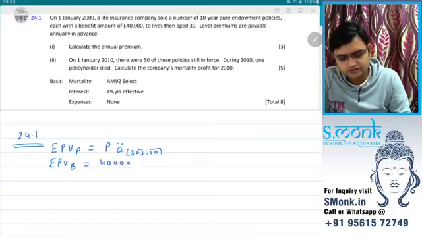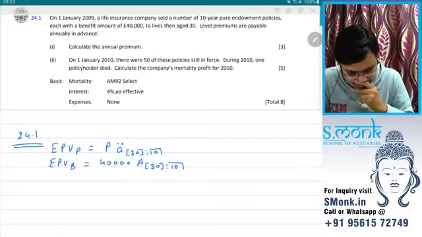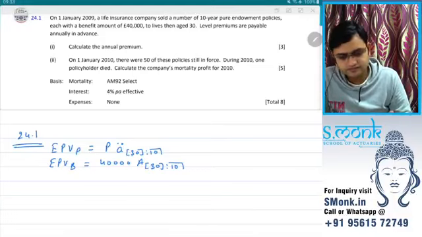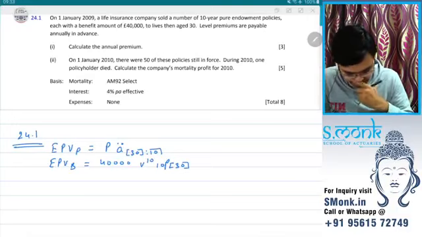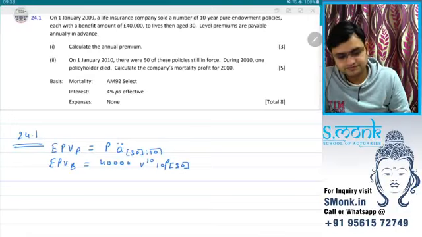40,000 A select 30 10. Pure endowment. So this, or you can directly say it is V raised to 10, 10p select 30, pure endowment. Okay, so let's calculate the annual premium.